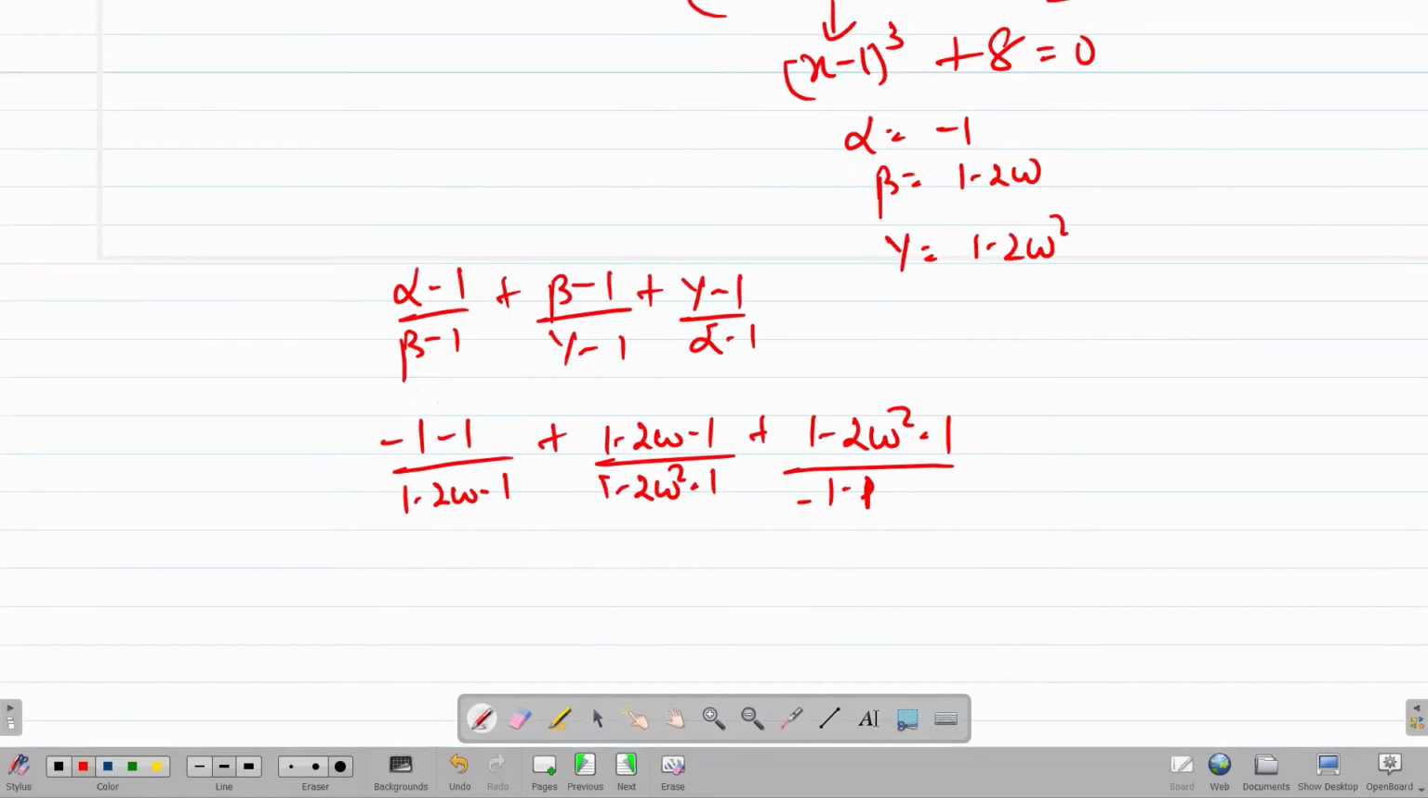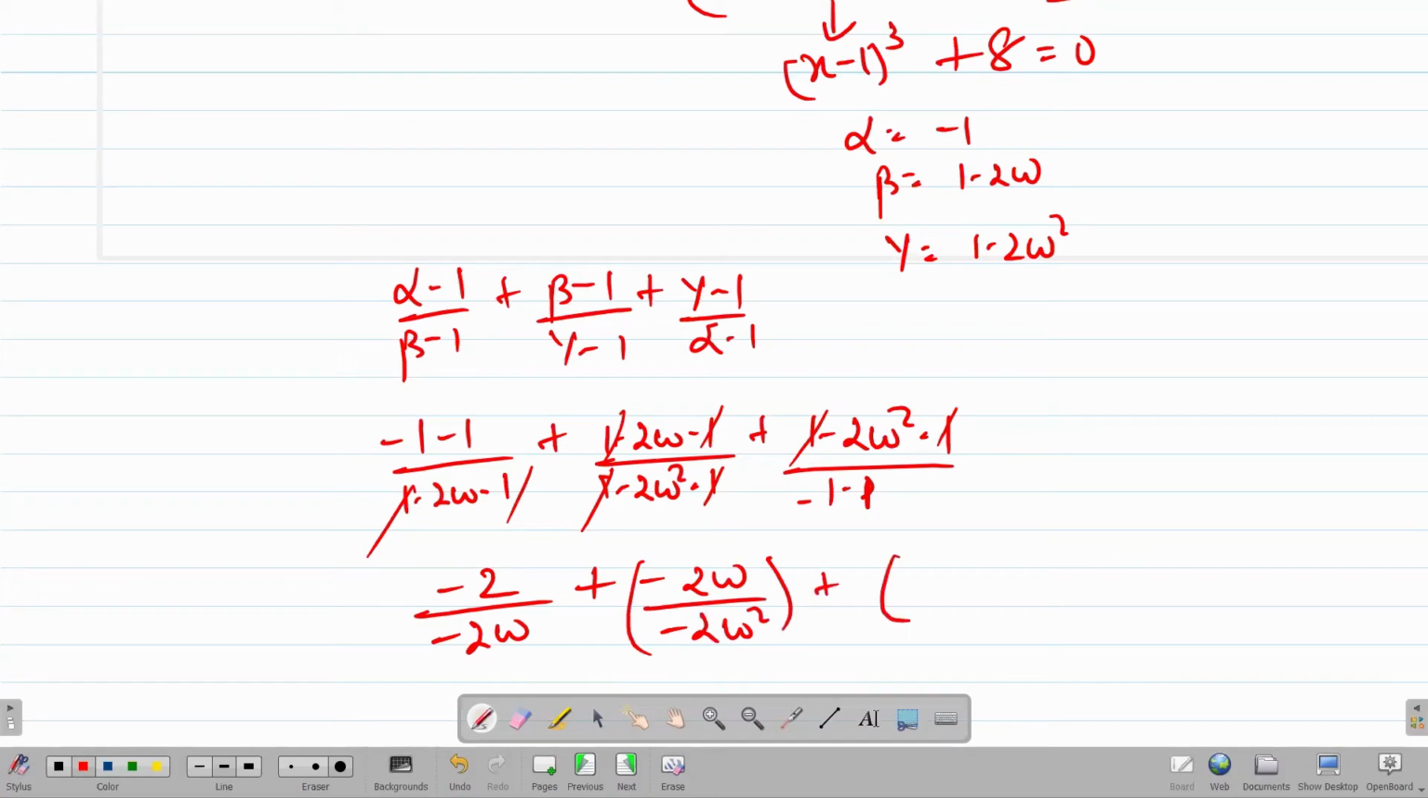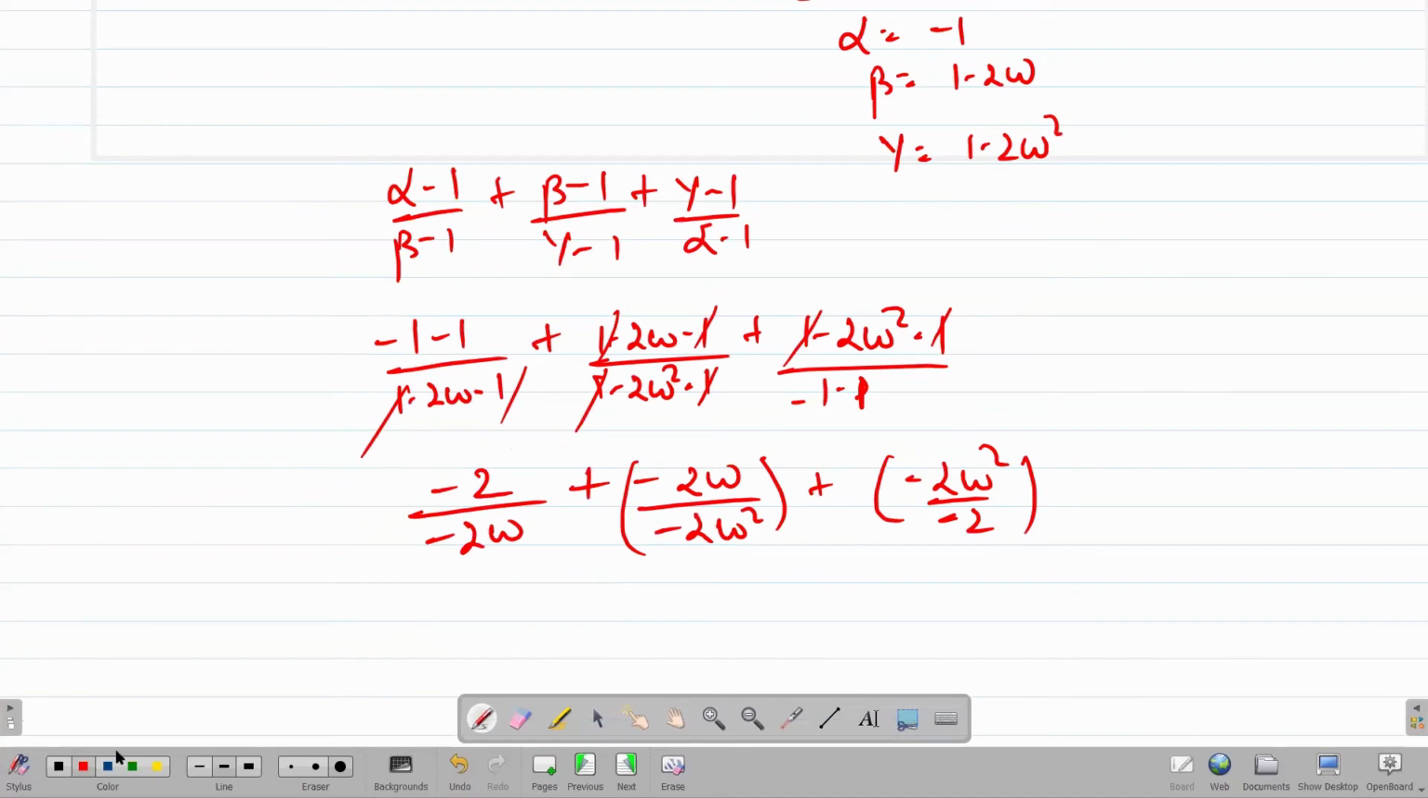On further solving, these 1s cancel out with each other: minus 2 upon minus 2 omega, minus 2 omega upon minus 2 omega square, and minus 2 omega square upon minus 2. On further solving, this comes out to be 1 by omega.